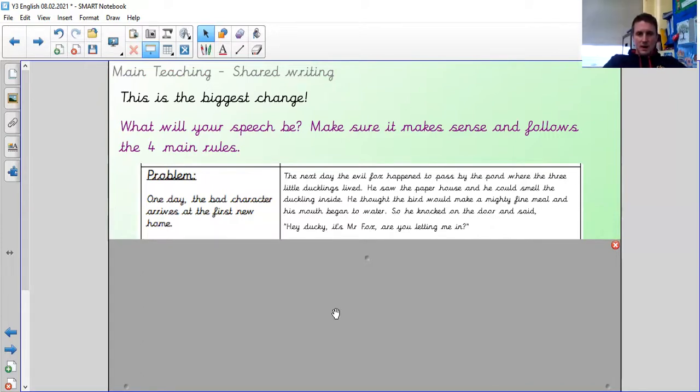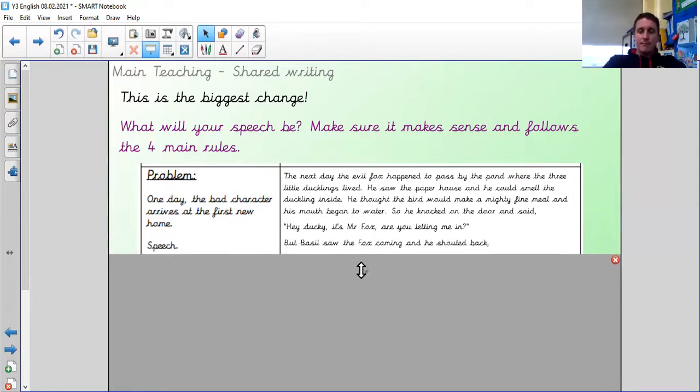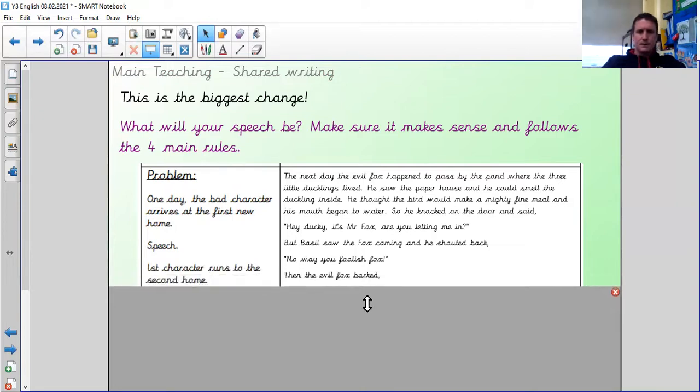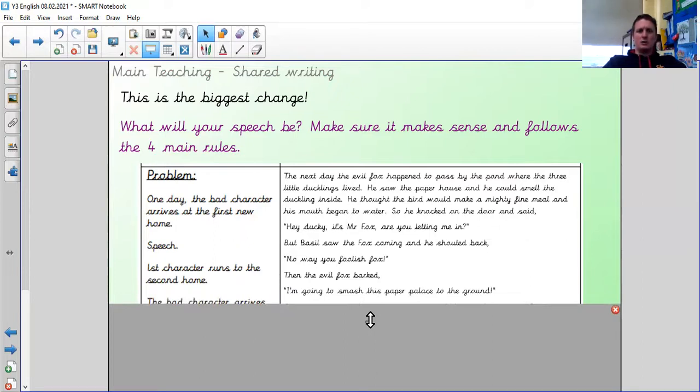So let's see what Mr. Fox said. "Hey, Ducky, it's Mr. Fox. Are you letting me in?" But Basil saw the fox coming and he shouted back. So, new speaker. "No way, you foolish fox." Then the evil fox barked, "I'm going to smash this paper palace to the ground." All right, so there is my speech between the fox and Basil.